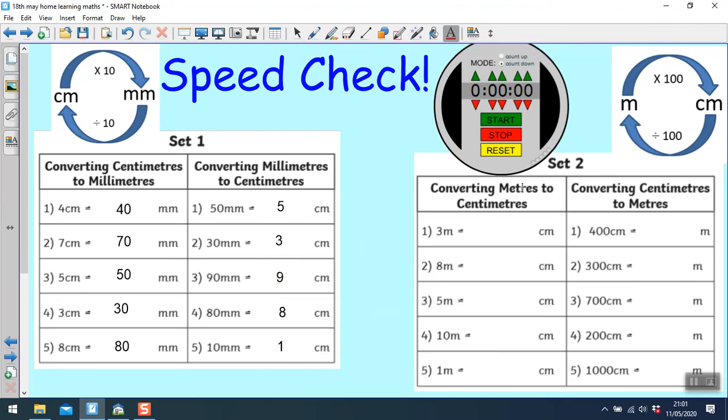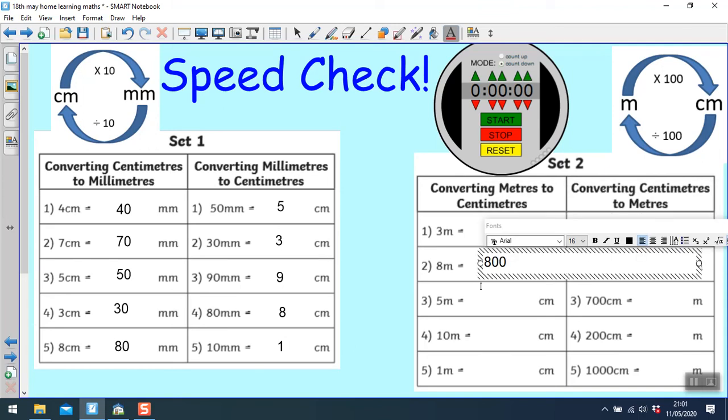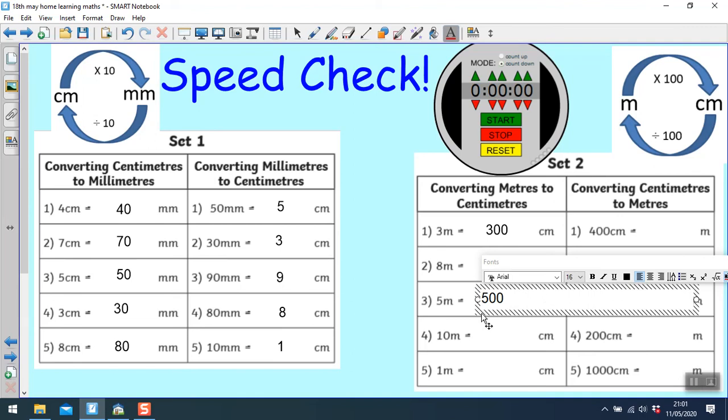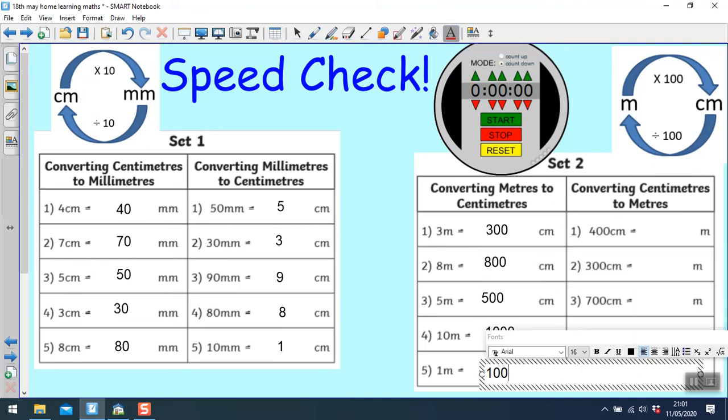To go from metres to centimetres, we multiply the number by 100. 3 times 100 is 300, 8 times 100 is 800, 5 times 100 is 500, 10 times 100 is 1000, 1 times 100 is 100.